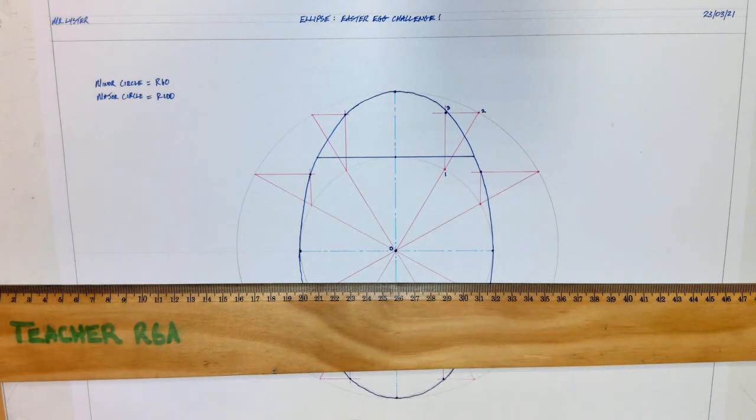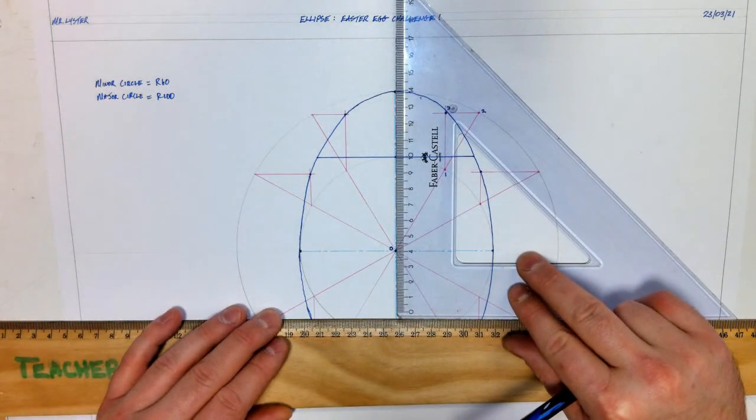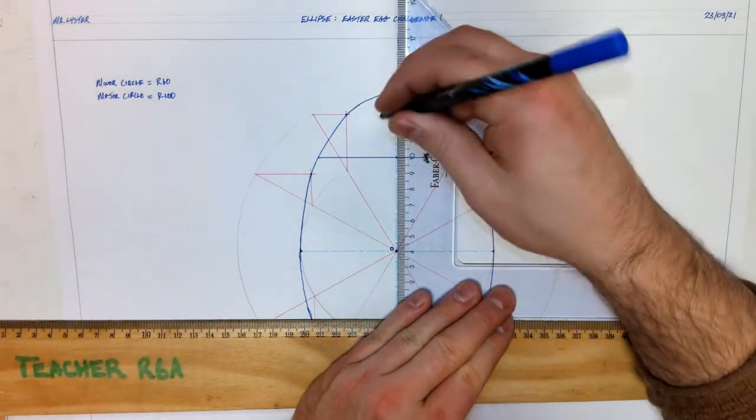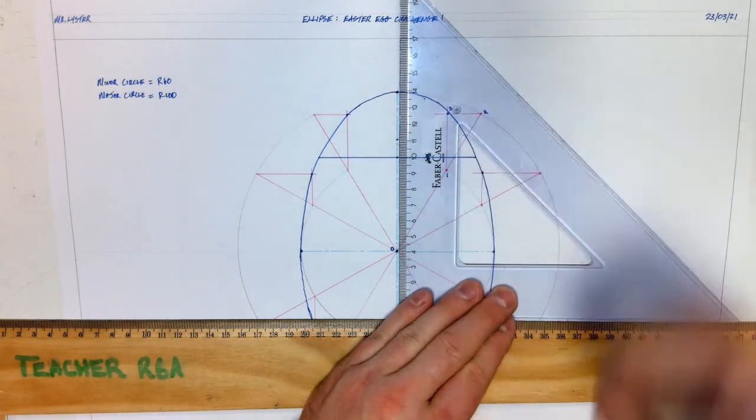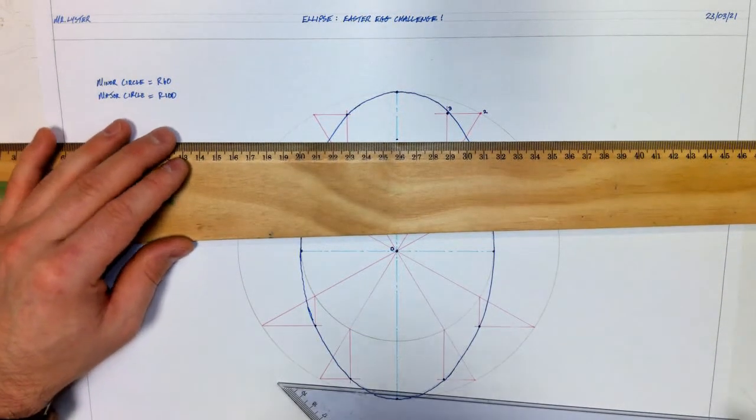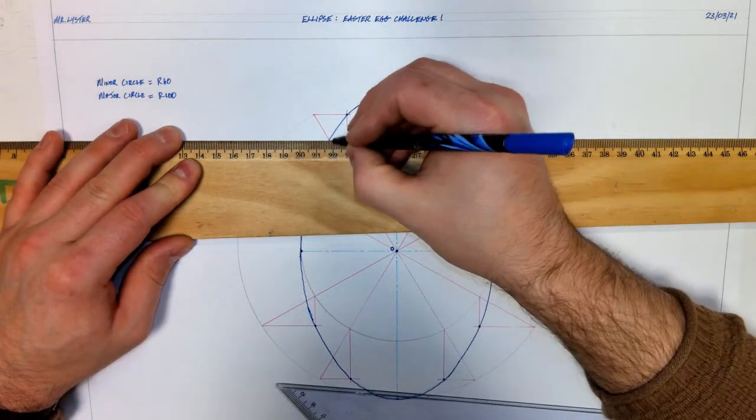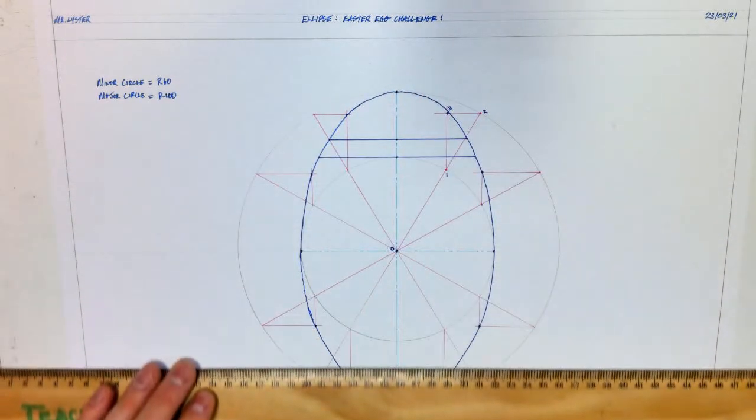Okay, from there then what I'm going to do is add 10 millimeters. So 10 millimeters above that point, which is 1 centimeter, I'm going to mark a second dot. And what I'm going to do there now is another horizontal line going from one side of the ellipse to the other, like so.